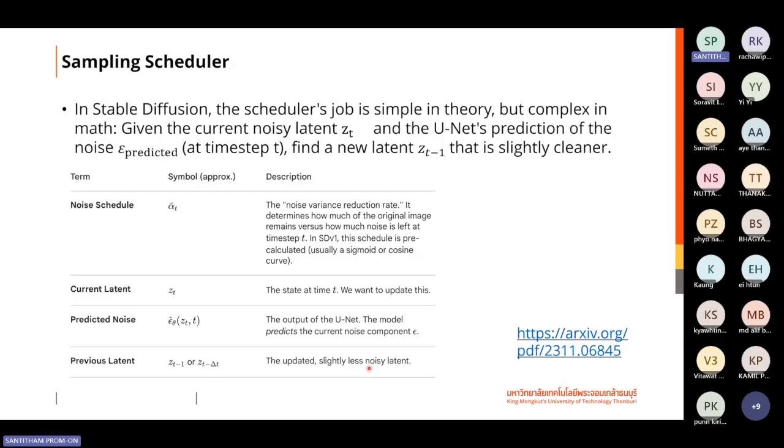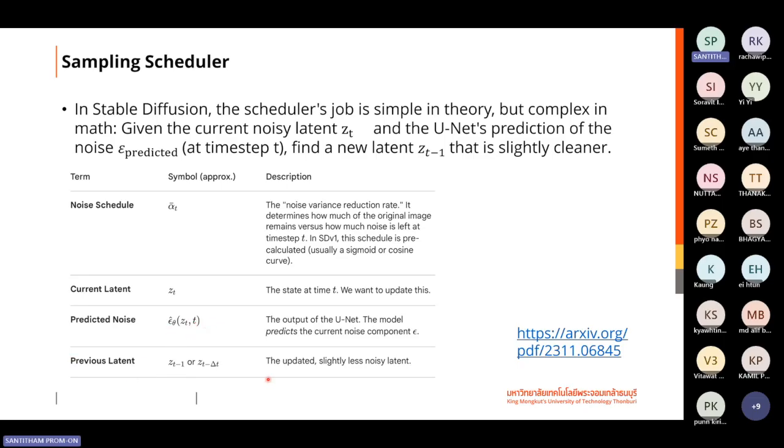So let's look at each example here. The sampling scheduler relates to how fast you want the noise prediction to impact the noisy image, how fast you want the denoising process to go, right? There is a paper here that contains all of these I mentioned, quite a good overview. So these are some denotations. You've got the noise schedule, the alpha t. You've got the latent zt, the predicted noise epsilon theta of zt at time t, and the previous latent zt minus 1.